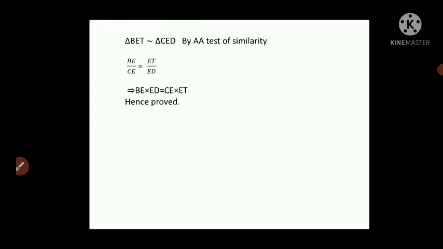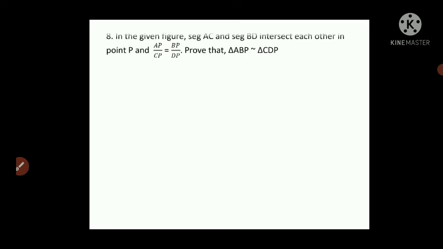Now we'll move on to the next sum, that is question number 8, which is very simple. See, in the given figure, segment AC and segment BD intersect each other at point P, and it is also given that AP upon CP is equal to BP upon DP. You have to prove that triangle ABP is similar to triangle DCP.